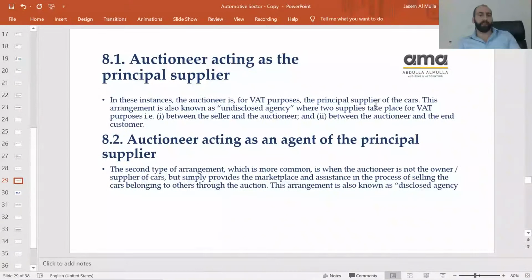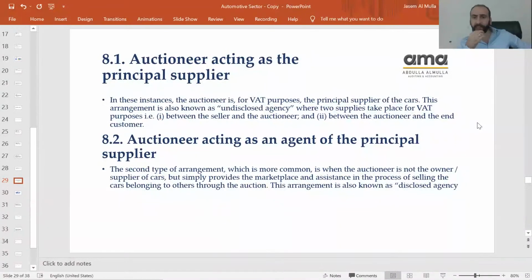Auctioneer acting as a principal supplier. In this instance, the auctioneer is for VAT purposes the principal supplier of the car. This arrangement is also known as undisclosed agency, where two supplies take place for VAT purposes: between the seller and the auctioneer, and between the auctioneer and the customer.